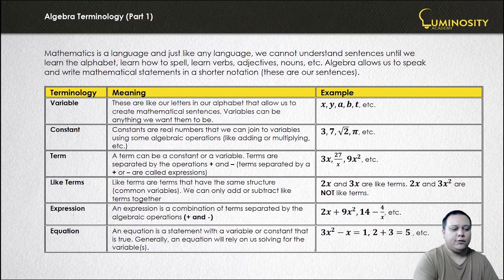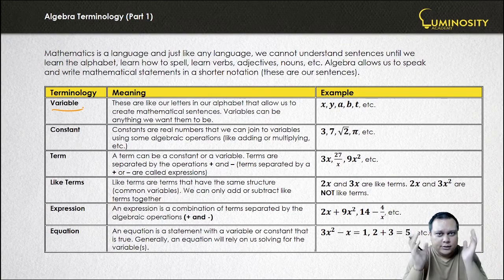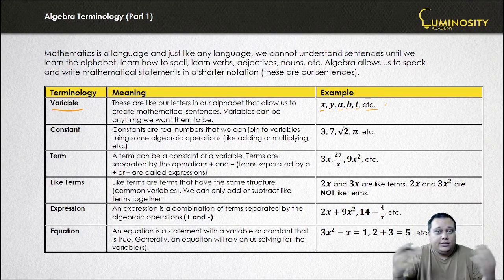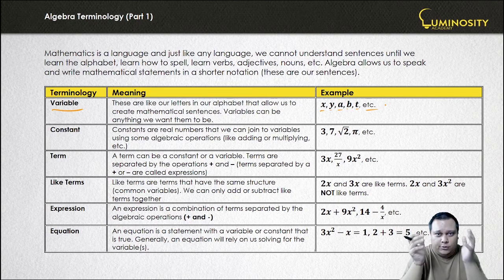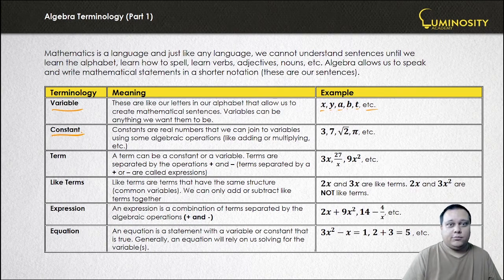All right, so the first one, variable, because we've been talking about variables so much. These are the things we are interested in. These are like the letters in your alphabet. It allows you to create mathematical sentences. Variables can be anything you want them to be. The common variable letters that we use in mathematics are x, y, a, b, t, etc. You can call it any small letter if you wanted to, and you are interested in finding what that variable could be.